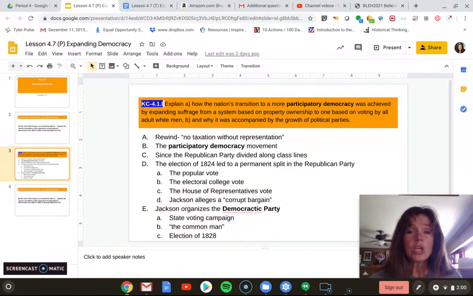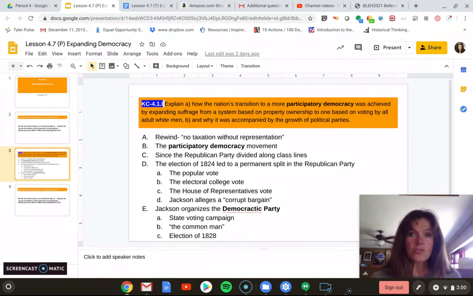They organize a new political party called the Democratic Party. It is a party of the common man. It is a party of poor farmers, working class people. And this is called the Democratic Party because they saw themselves as being more democratic. This comes about at the same time that there is this movement of participatory democracy sweeping through the nation. More and more states had already been abolishing that property requirement. So the timing here is everything, and the timing is perfect.